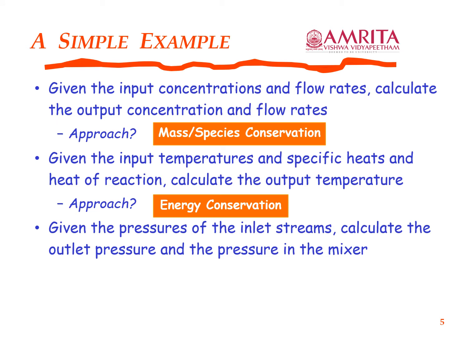Now the third one: given the pressures of the inlet streams, can you calculate the outlet pressure? Of course, you also have to know the flow rates, but knowing the flow rates and the pressures of the inlet streams, can you calculate the outlet pressure as well as the pressure in the mixer in the region of the Y junction? And what would be the approach?